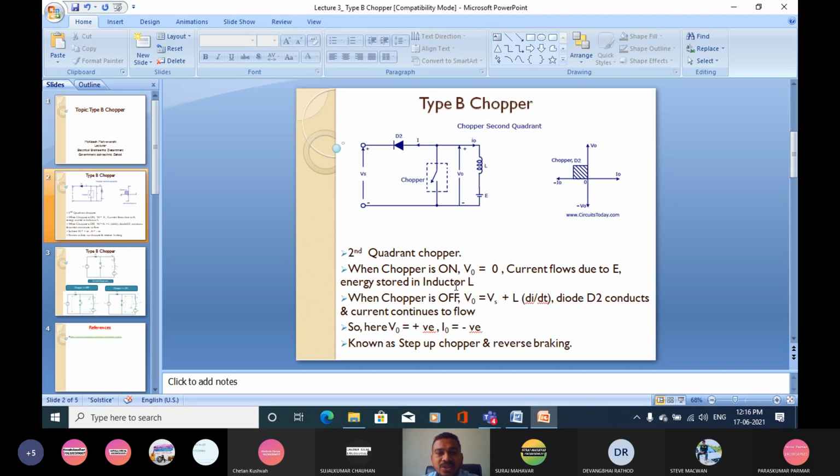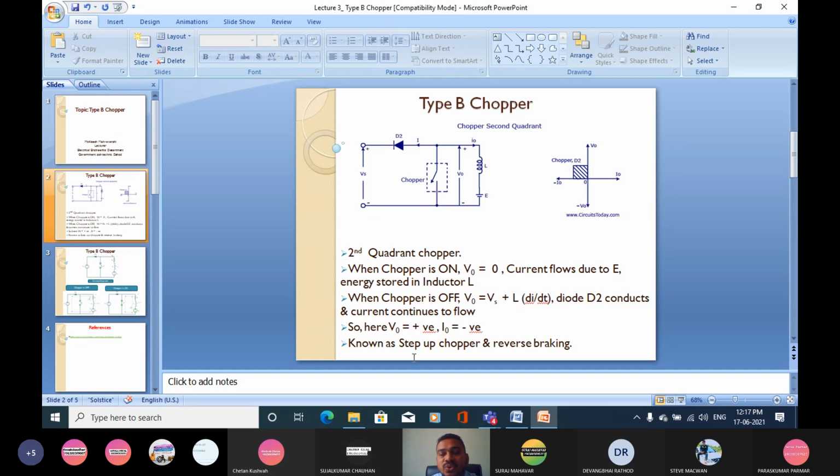Okay, so when the chopper is on, output is 0, current flows due to this EMF source, and energy is stored in the inductor. When the chopper is off, V0 is equal to Vs plus L into di by dt. This freewheeling diode conducts and current continues to flow in the reverse direction. So output voltage is positive, output current is negative. Here the output voltage V0 is equal to Vs plus L into di by dt. Okay, so this output voltage is greater than the source voltage.